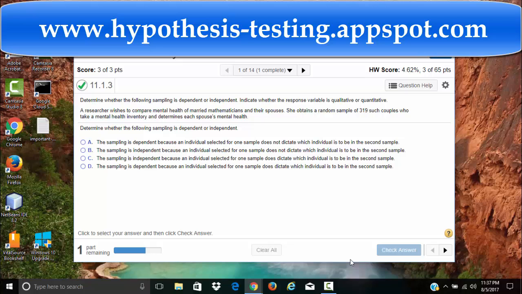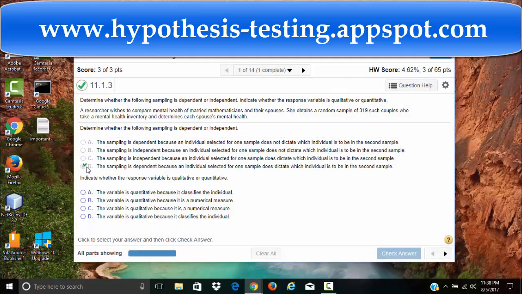So the options you shall be looking at are A and D. You look at A, it says the sampling is dependent because an individual selected for one sample does not dictate which individual is to be in the second sample. Well, that is false, because how you get the second sample is from the first sample. So the first sample dictates the individuals that would be used in the second sample. So you look at D, and that is the correct answer.